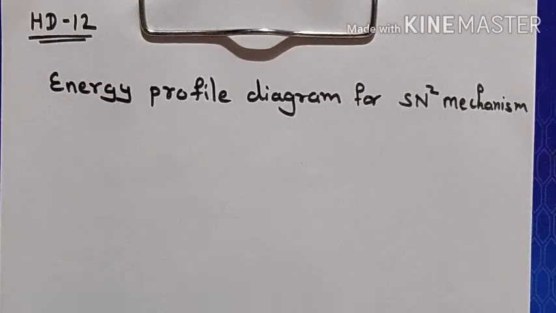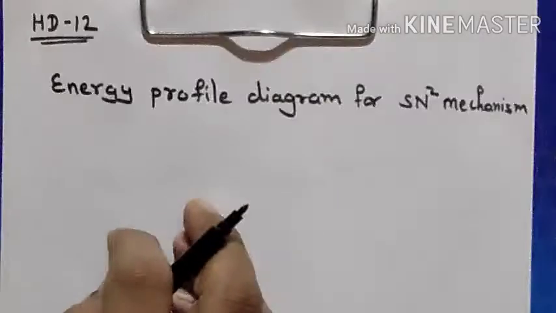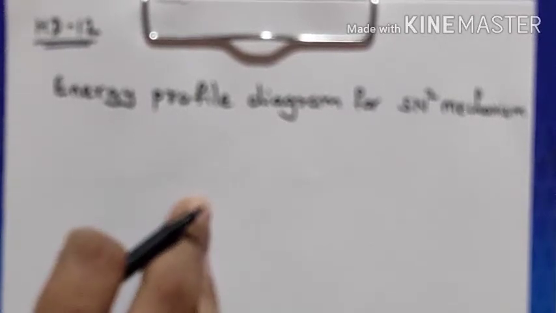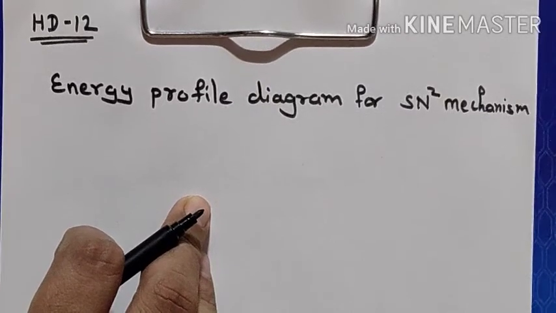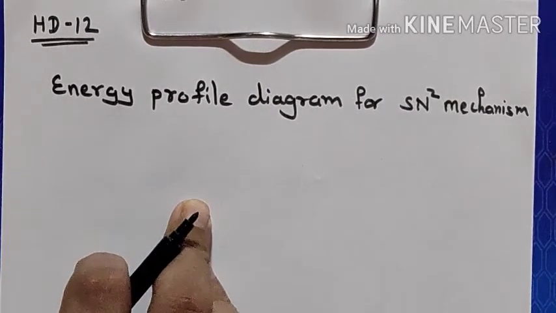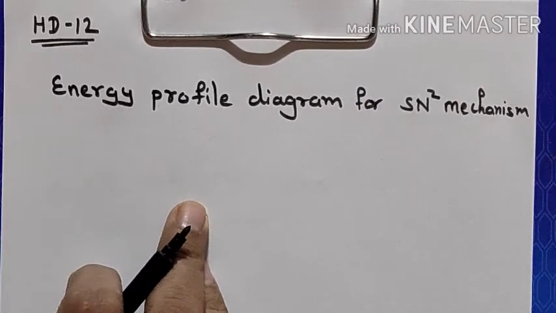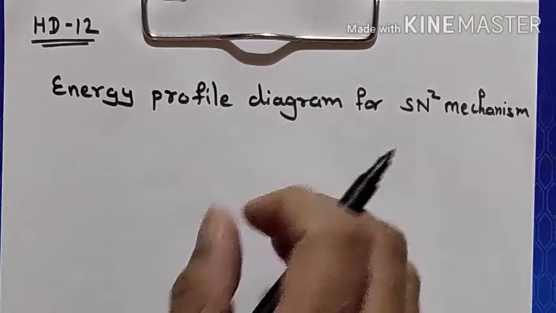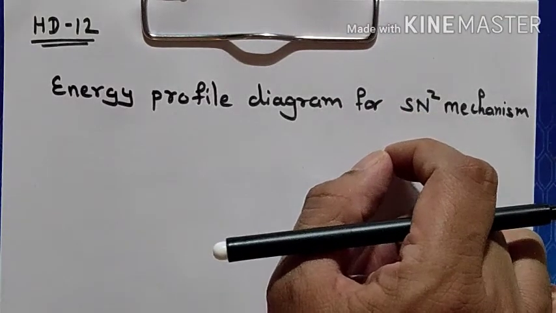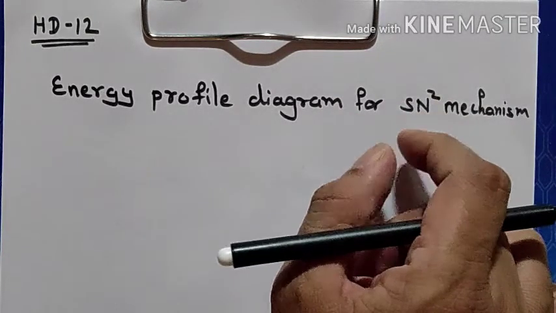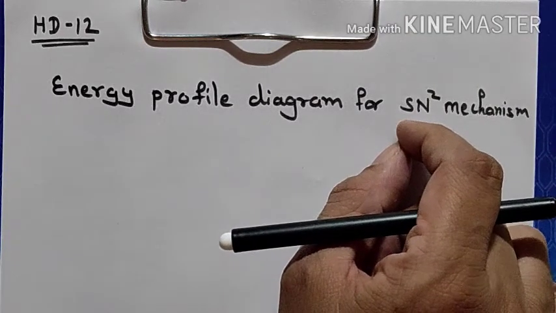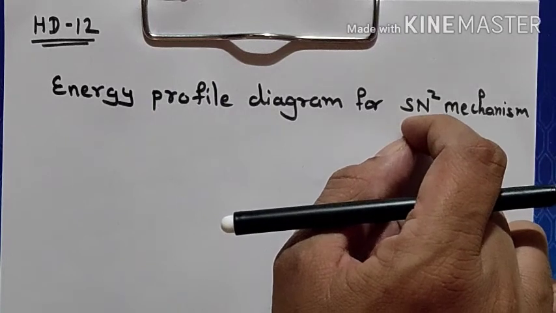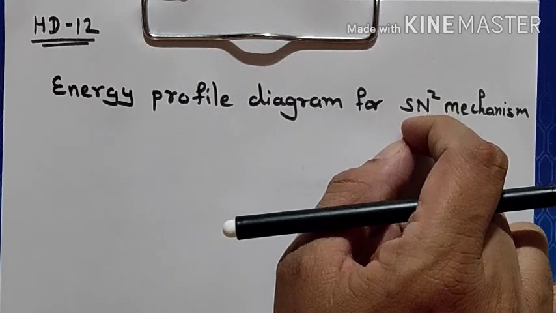Welcome students to the next lecture of halogen derivatives, and this is lecture number 12. Today we'll be studying the energy profile diagram for the SN2 mechanism. Students, we have seen what the SN2 mechanism is in great depth in the last two lectures. One part of SN2 mechanism is left, and that is nothing but an energy profile diagram.